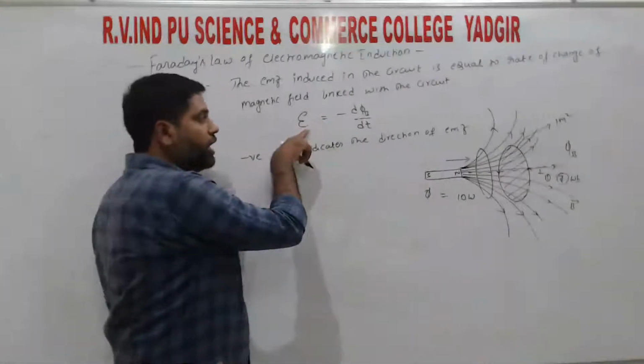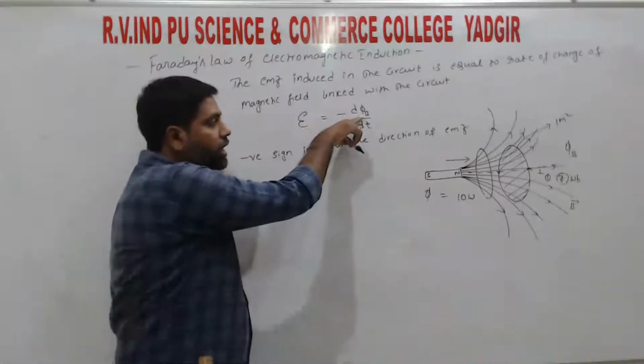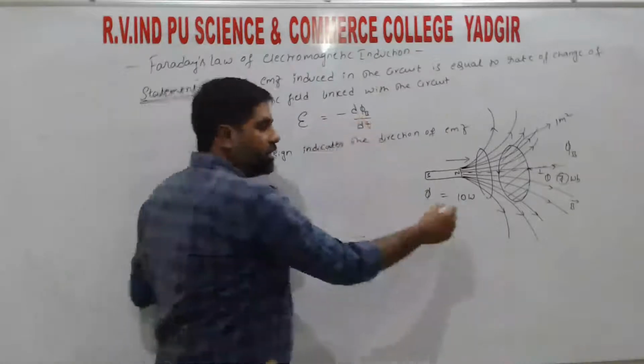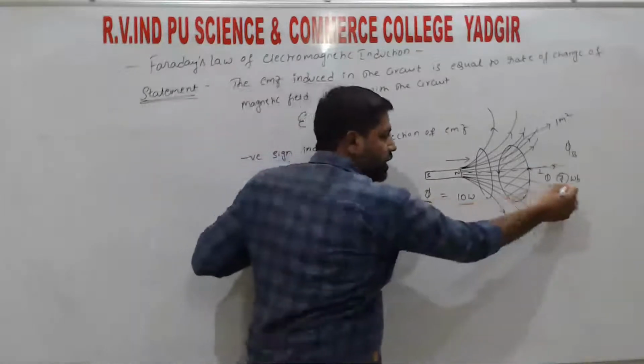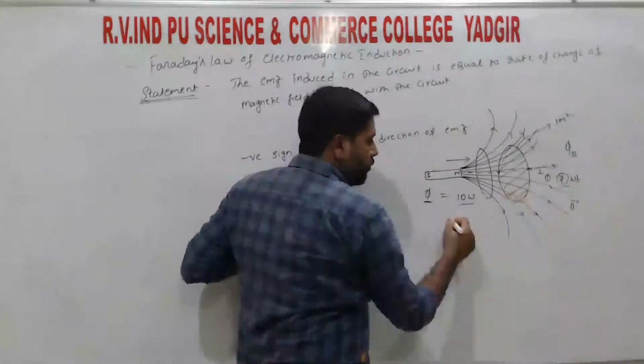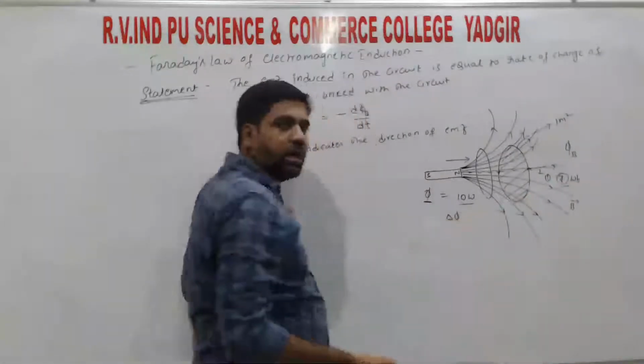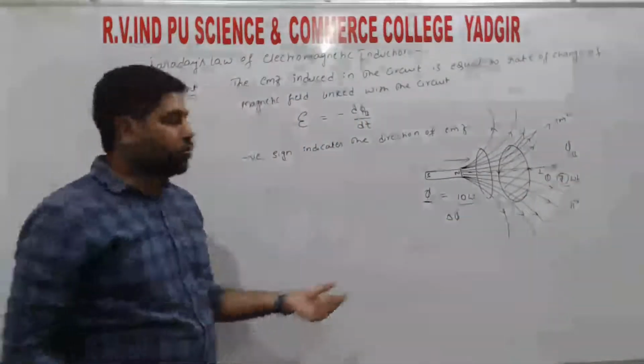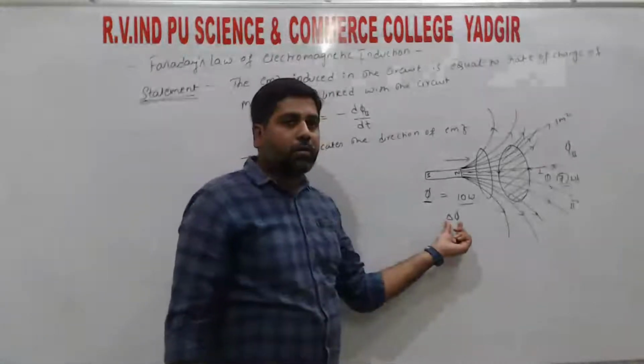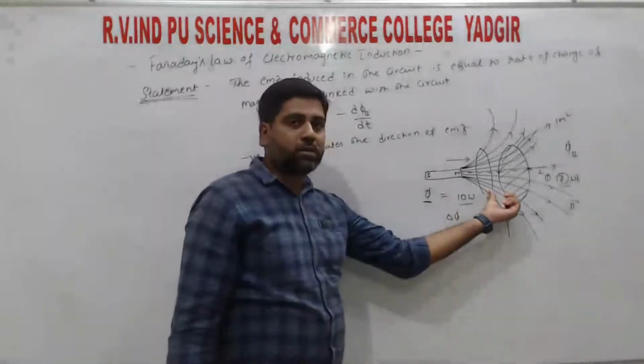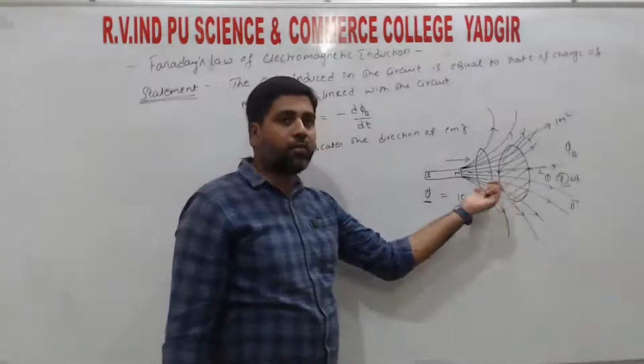So EMF induced is equal to the rate of change of magnetic flux. There is a change: here it is 10, here it is 7. So there is a difference. That difference we take as delta Φ, that is the change in flux, right? And this change in flux is with respect to time.